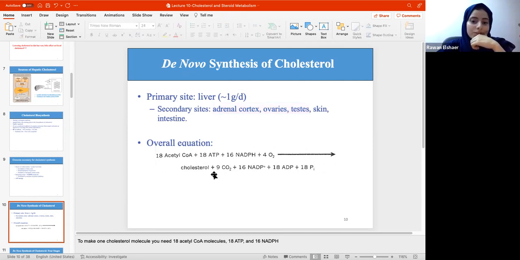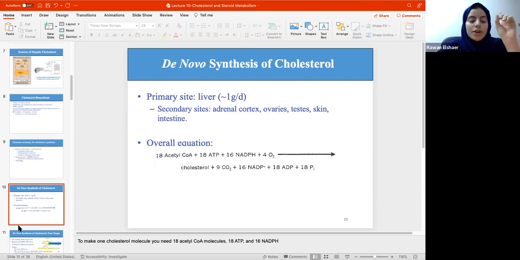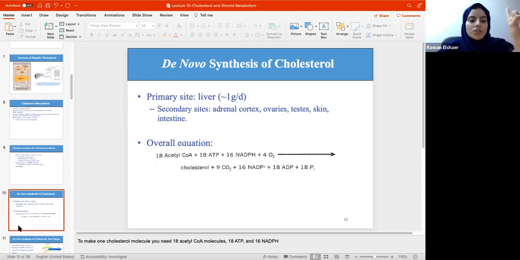And this is the overall equation. Do you guys understand why it's like this? 18 acetyl-CoA, 18 ATP, and 16 NADPH. It's because you need 3 acetyl-CoAs to make one HMG-CoA. Then the HMG-CoA is converted to mevalonic acid, and in order to continue, you need 6 mevalonic acid. To make 1 mevalonic acid, you needed 3 acetyl-CoA, so if you want to make 6 mevalonic acid, you'll need 18 acetyl-CoA, okay?